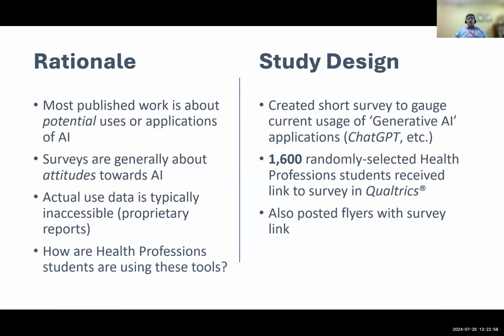We worked with our Office of Institutional Effectiveness, as well as our Institutional Review Board, to color within the lines, but also make sure that we didn't spam everybody in the institution. So we came up with 1,600 randomly selected health profession students at both Augusta University as well as the medical school over here at the partnership. And we sent those folks a link to the survey in Qualtrics, and also a link to the informed consent and information about the study. We also, for good measure, posted some flyers with that same information around the campus.